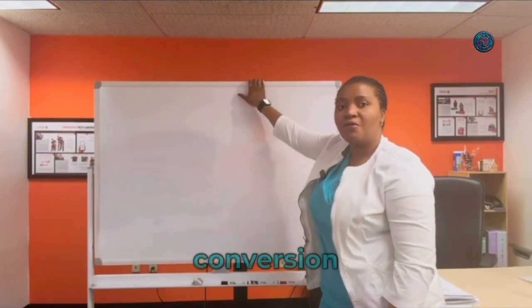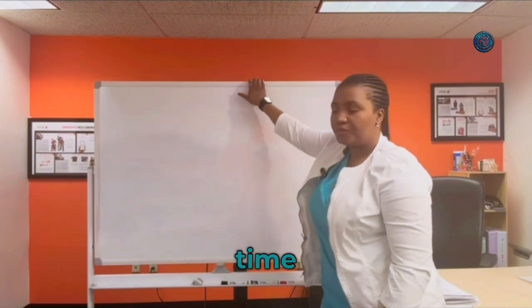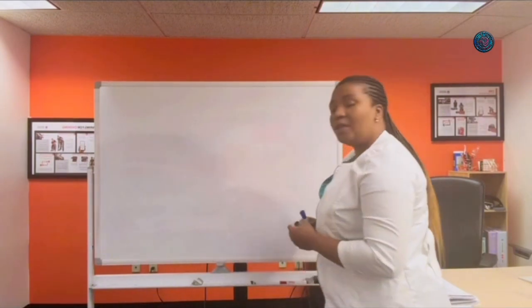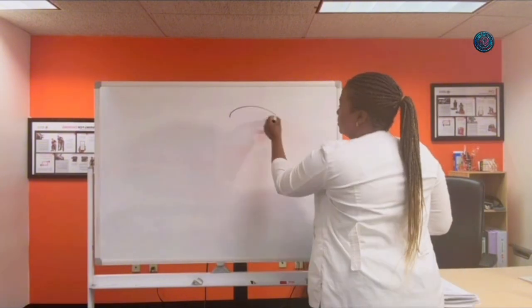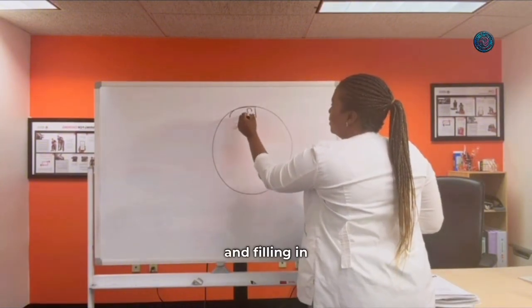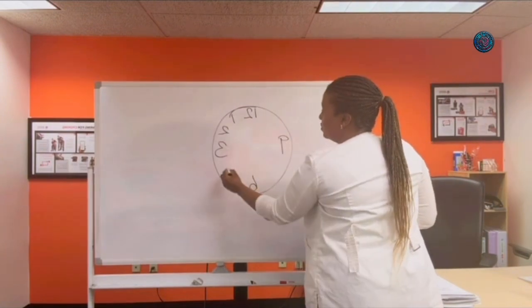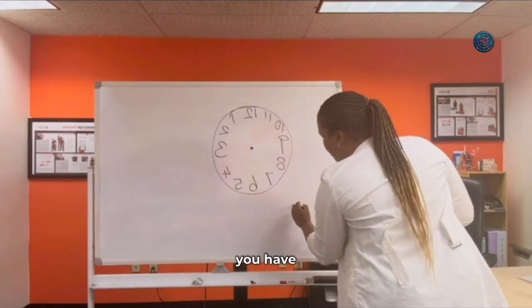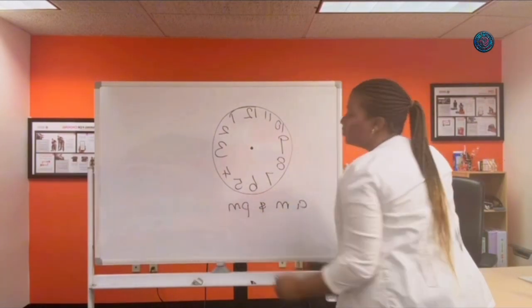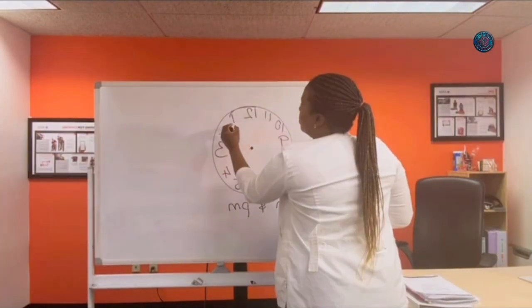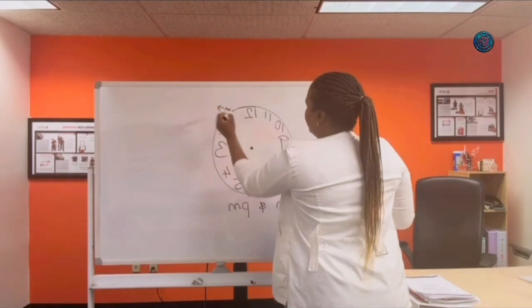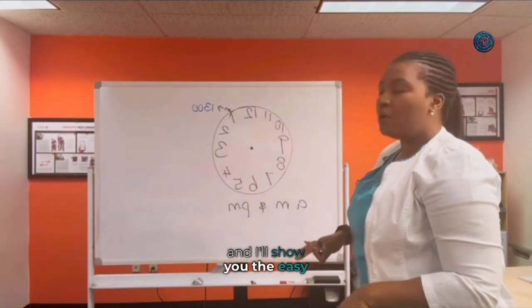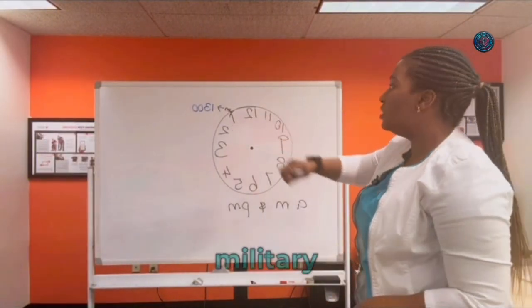So now, let's do some conversion of military time and ordinary time. Let's start by drawing the face of a clock and filling in the numbers. For regular time, you have AM and PM. For military time, there is no AM and there is no PM. So for example, 1 PM to military time is 1300. And I'll show you the easy way that you can come up with those numbers for your military time.